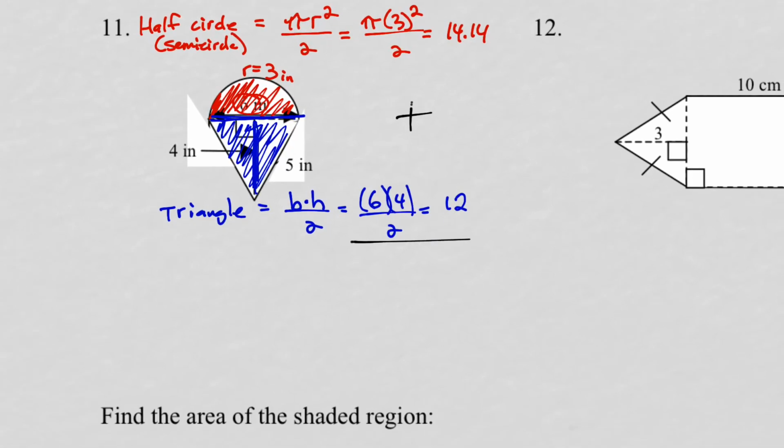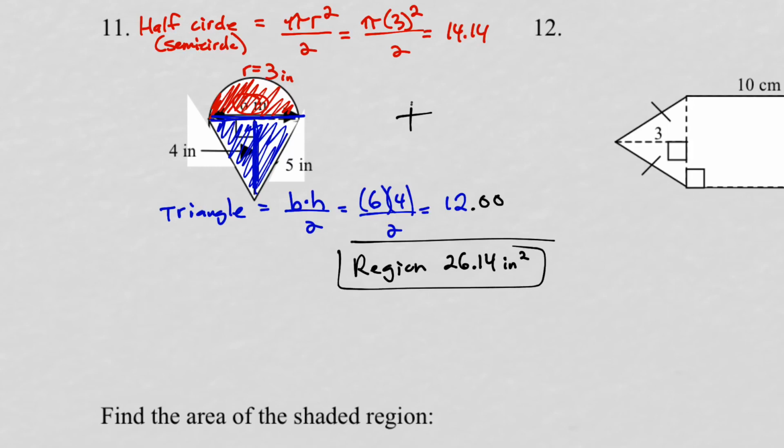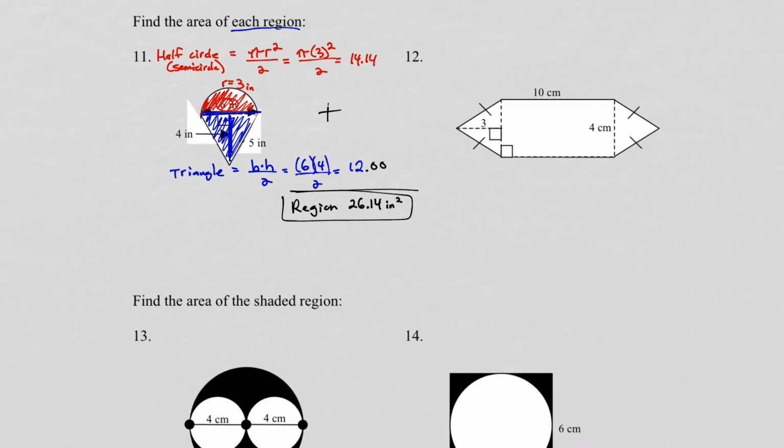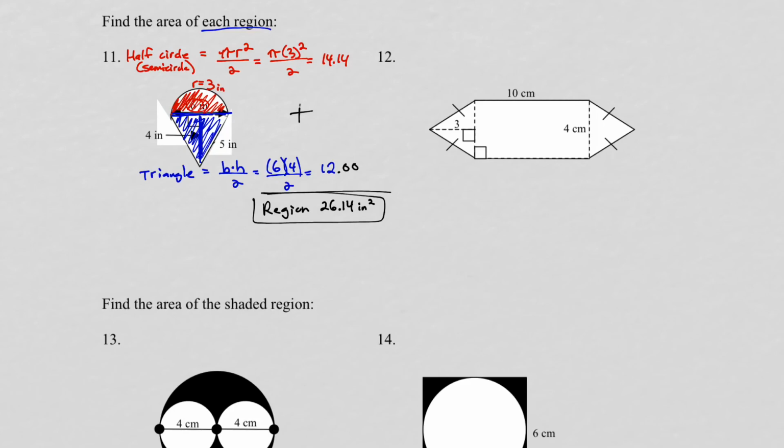So for the area of the region, we need to add those up. So 14.14 plus 12.00, that's going to be 26.14 inches squared. Okay. All right.